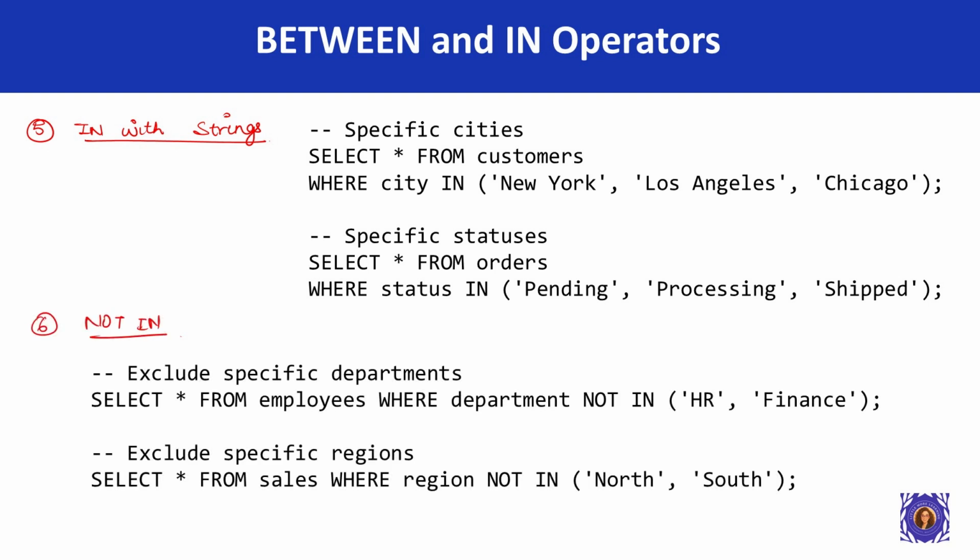When you want to exclude records based on a list of specific values, the not IN operator is your go-to. For instance, to find employees who are not in the HR or finance departments, you would use not IN with that list of department names. This also applies to excluding sales data from particular regions like North or South.